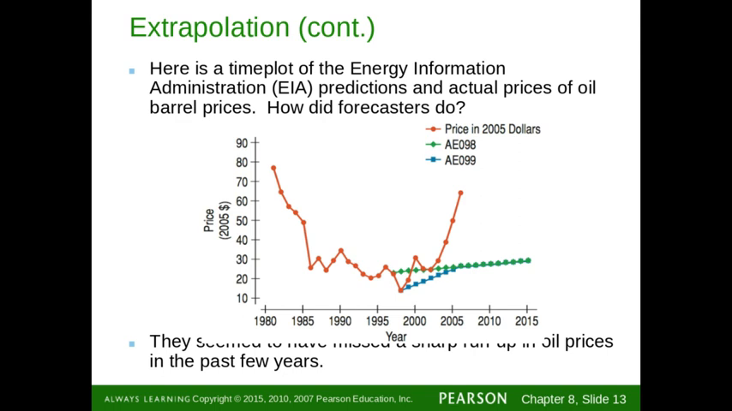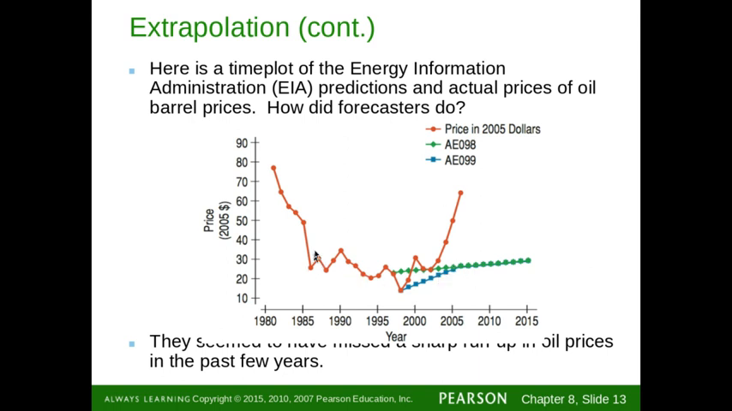Here is a time plot of the Energy Information Administration predictions of the actual prices of oil barrels. That seems a little redundant. How did the forecasters do? So let's look at this. They have the actual price, that's in red, and then 98 and 99. So they have some predictions. What do you notice? Well, the predictions that go beyond are off a little bit. In other words, after two.